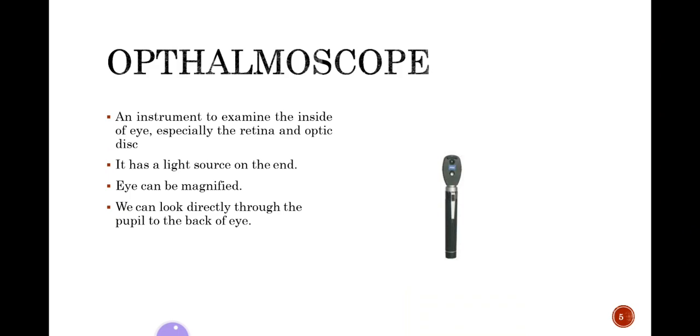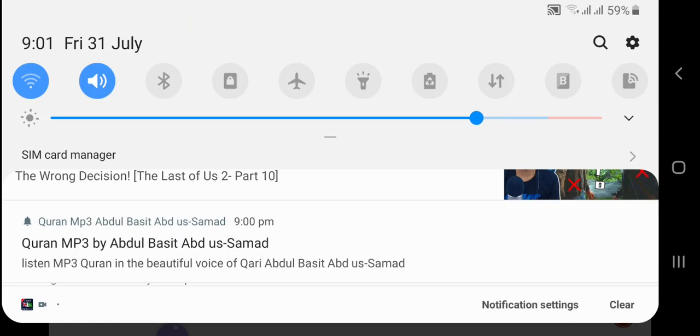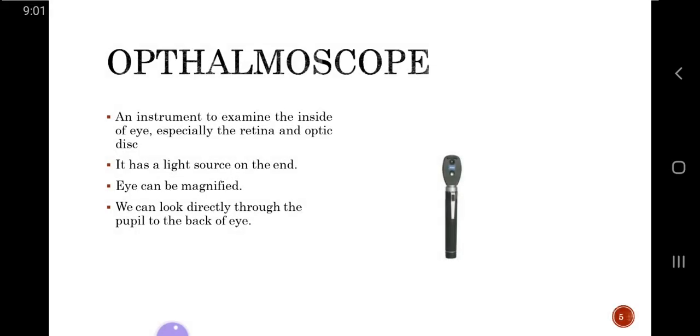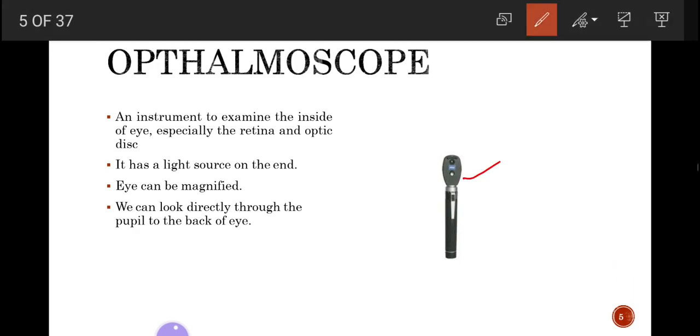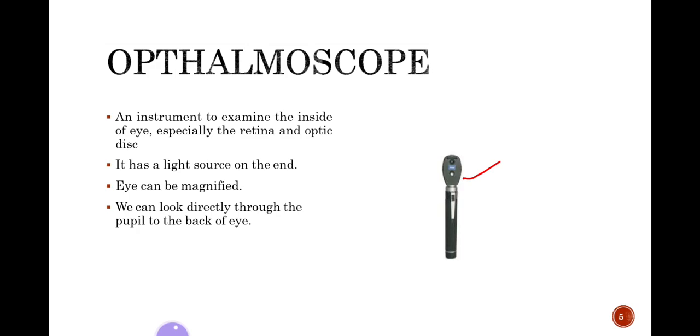This is one of the instruments to see the inside of the eye, especially the retina and optic disc. This instrument is known as the ophthalmoscope. It has the light source on one end, as shown in the diagram. As you see in the diagram, this is the light source. The eye can be magnified. How? By placing drops, we can look directly through the pupil to the back of the eye. The internal examination of the eye by the ophthalmoscope is known as ophthalmoscopy.